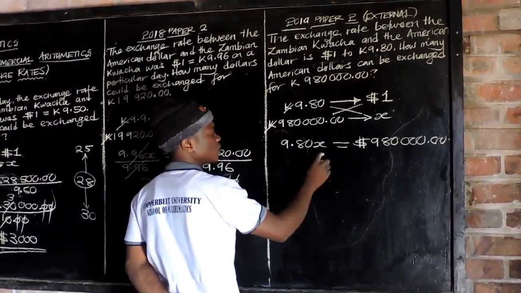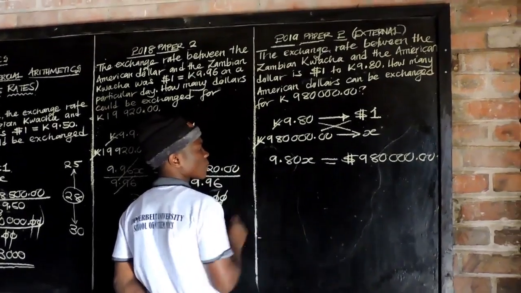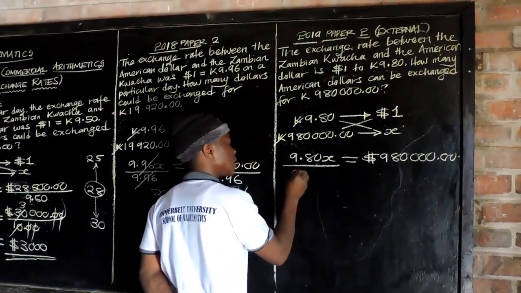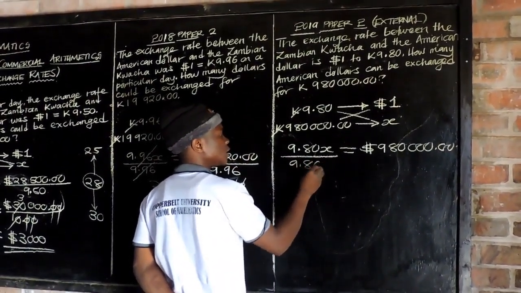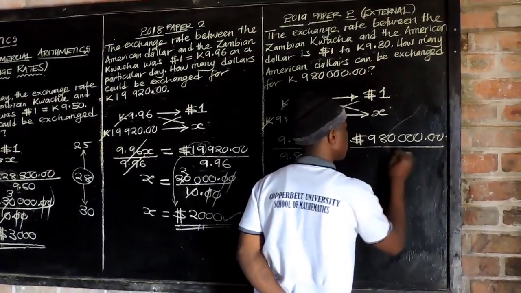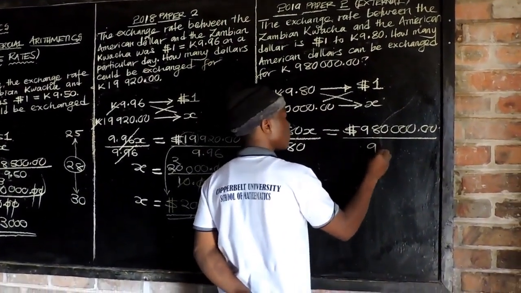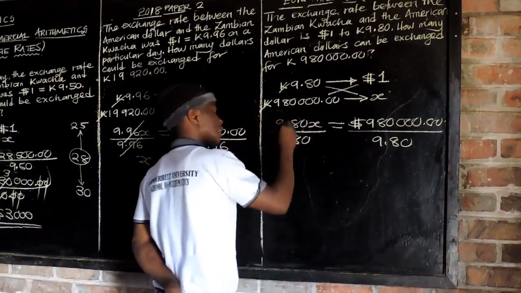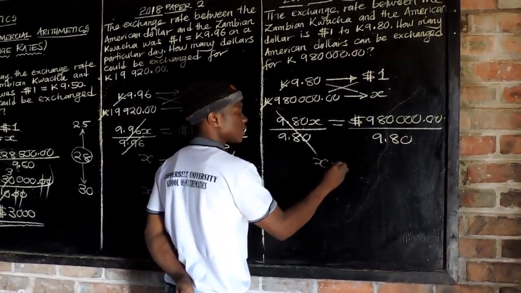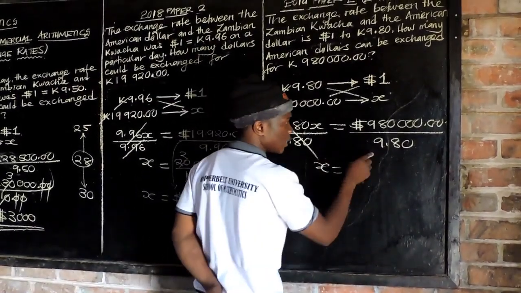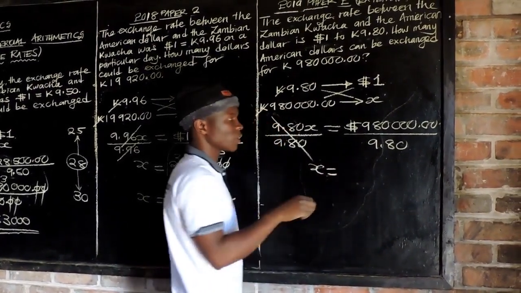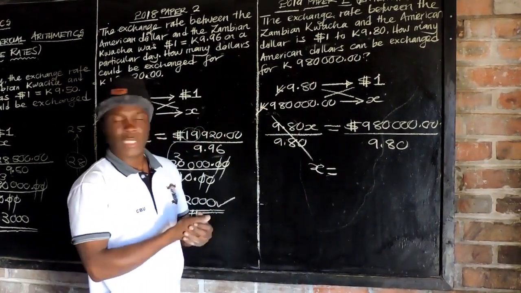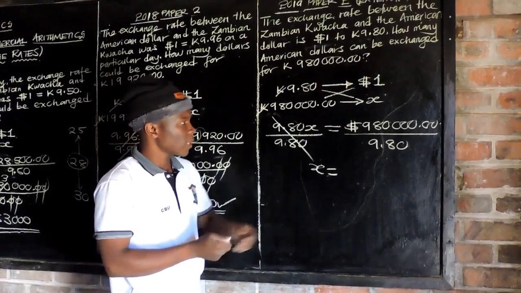What are you going to do, guys? Divide both sides by what? 9.80. This one by what? 9.80. So these two are going to go in. X is equal to. Now, this one, approximating this one, what are you going to do?